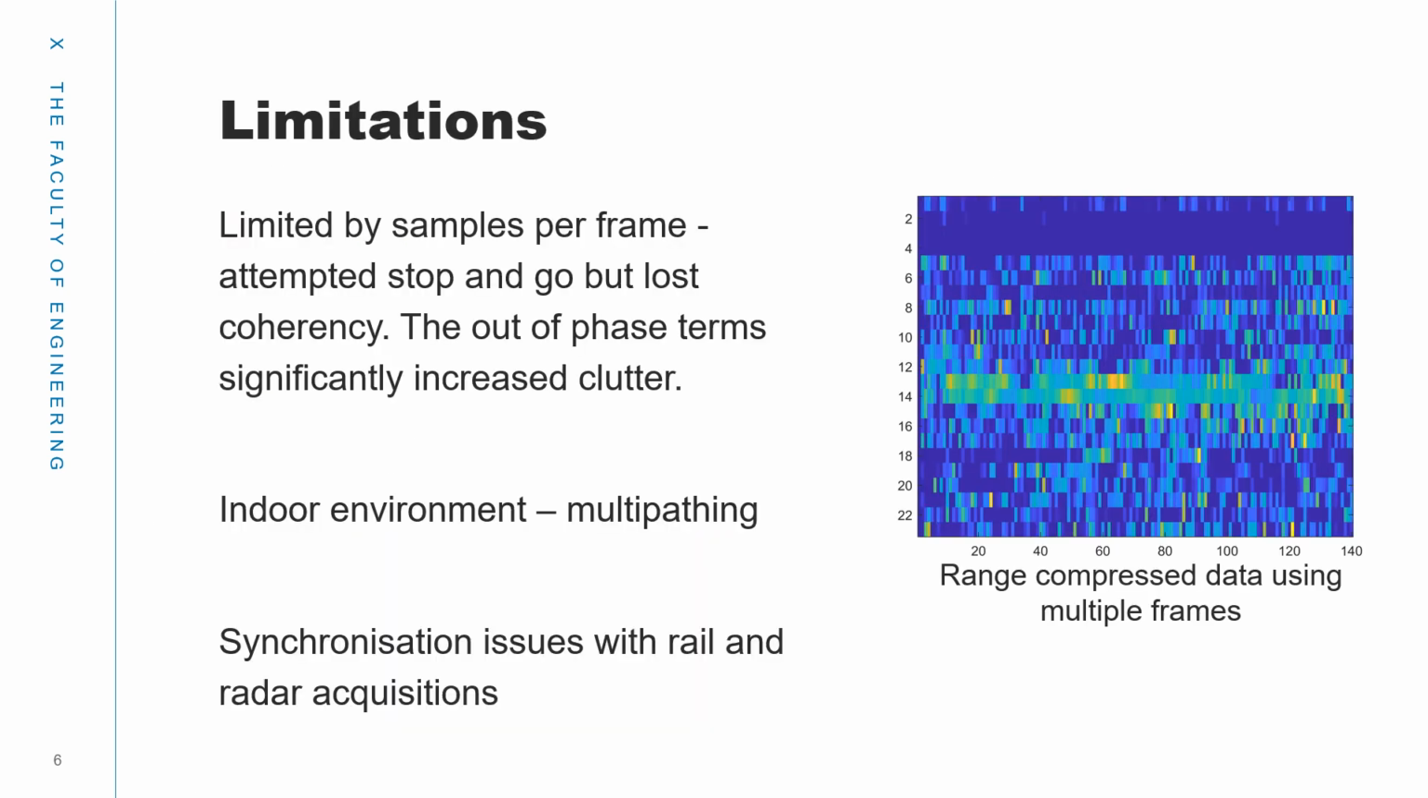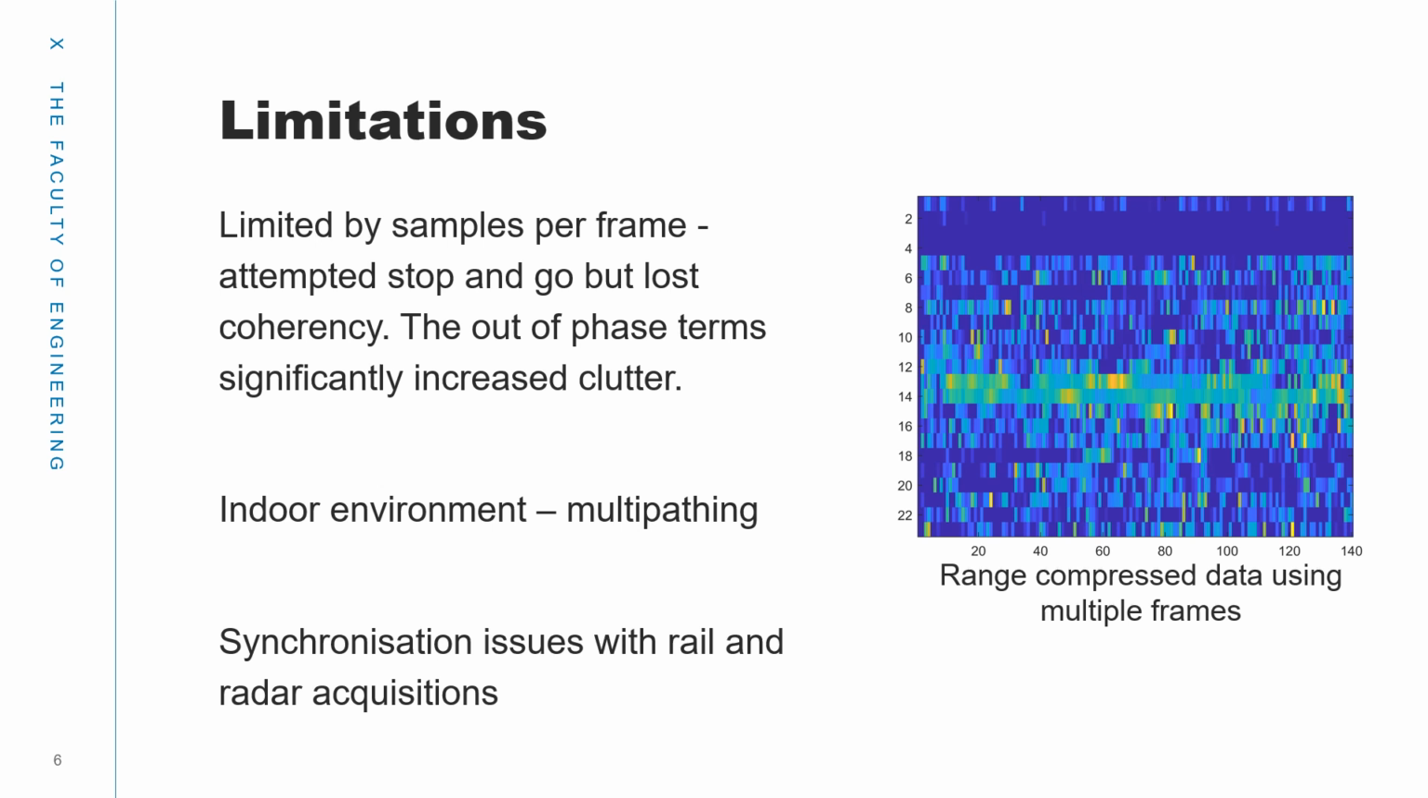Before we conclude, let's discuss some limitations we encountered during our project. Understanding these limitations is crucial for future work and improvements. Firstly, our setup was limited by the number of samples we could capture per frame, and we only had 2 seconds of truly continuous pulses. We attempted a stop-and-go method in which we could take multiple readings and increase the signal-to-noise ratio. However, we lost coherency between the frames, and the out-of-phase terms significantly increased the clutter in the images, as shown in the example image on the right.